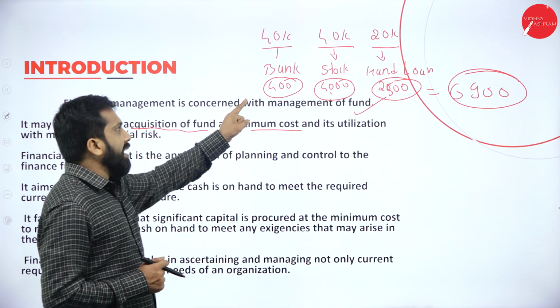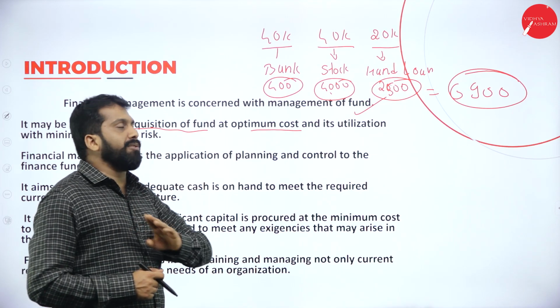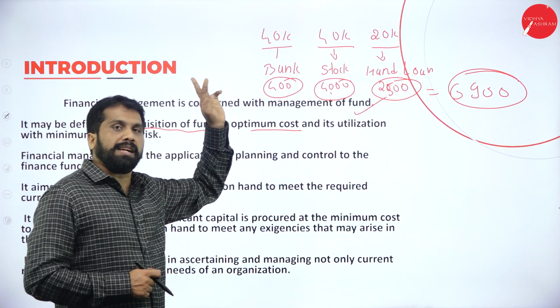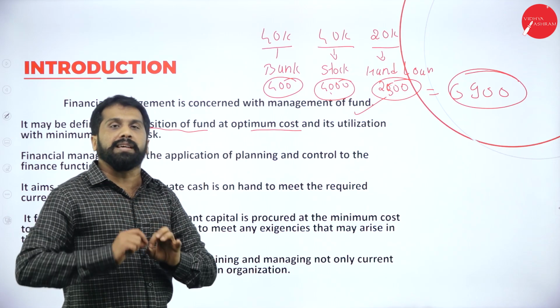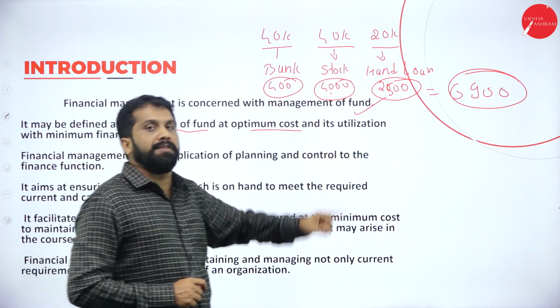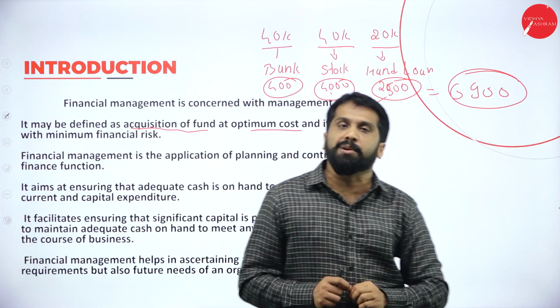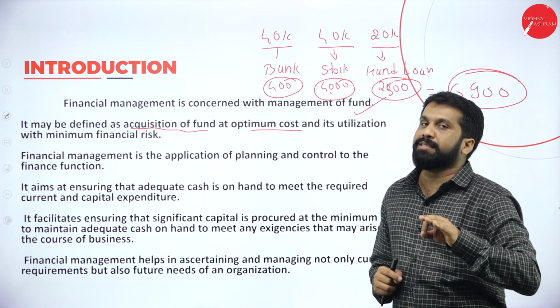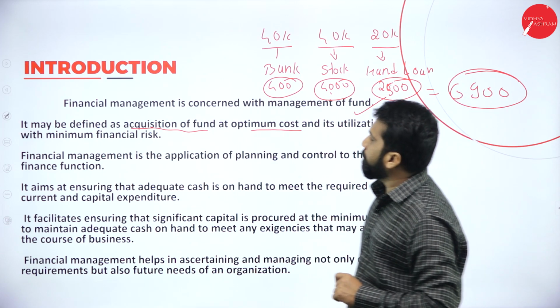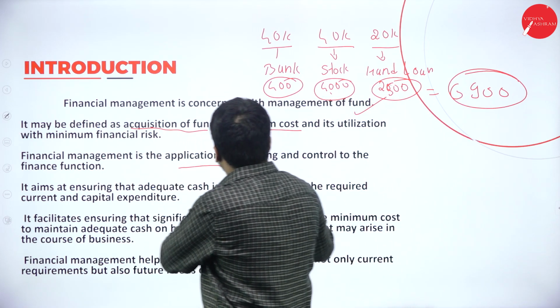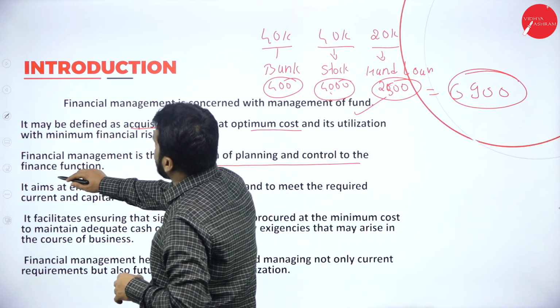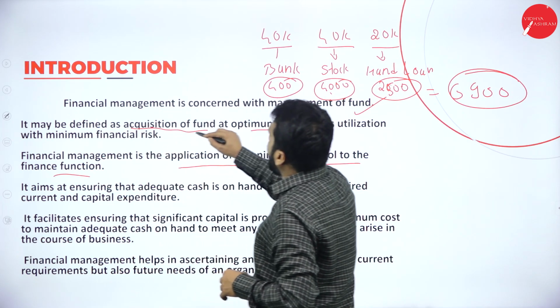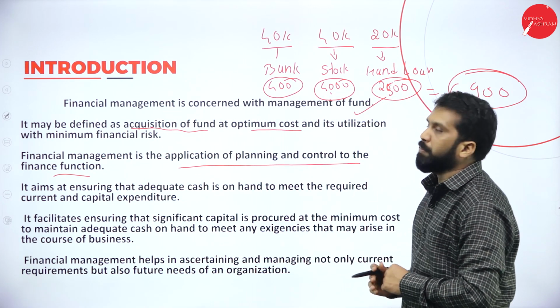But in a bank, if you come after 10 years also, whatever 400 into 10 years, 4,000, you will get. Whatever 40,000 you have invested, you will get. That is your 40,000 without risk, and returns are also less. This is called management, application and planning and control of the finance function, acquisition of funds at optimum cost.